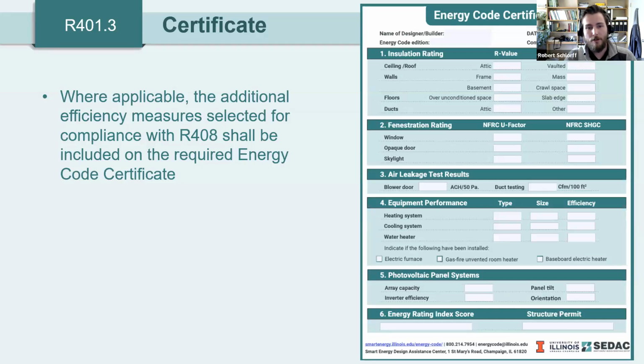The Illinois Stretch Code is adding on a little bit to that requirement, and is adding on that whatever choices or additional efficiency measures that your project selects within section R408, those selections also need to be indicated on the required energy code certificate. The energy code certificate you see on the screen is one that we have developed.